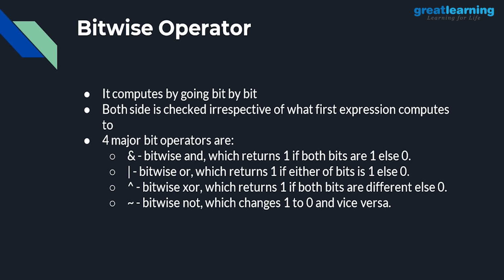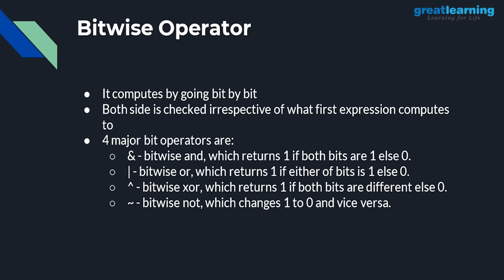So when we are talking about bit by bit, basically when we are using these bitwise operators, if a number stores 8, it is not treated as 8, it's treated as the binary of 8. What is the binary of 8? 1 0 0 0, right? 1 2 4 8, so 1 followed by three 0s is the binary of 8. So basically we will go bit by bit. Both sides are checked irrespective of what the first expression computes to.